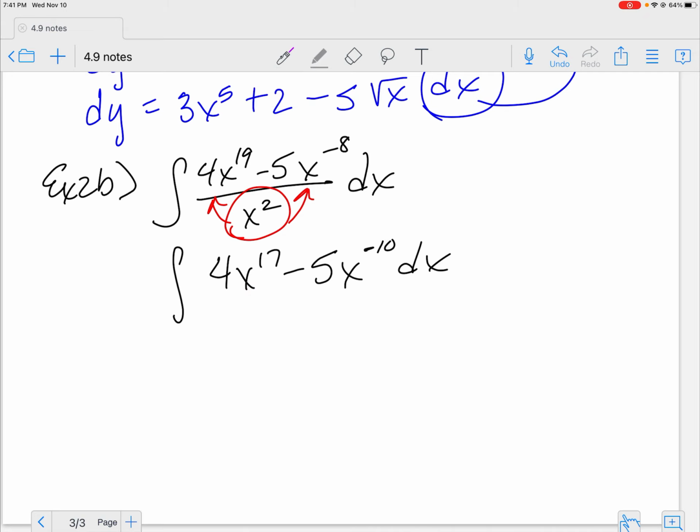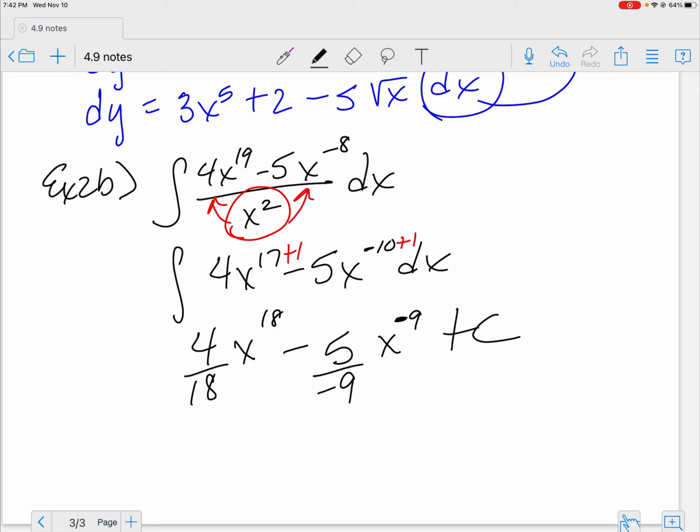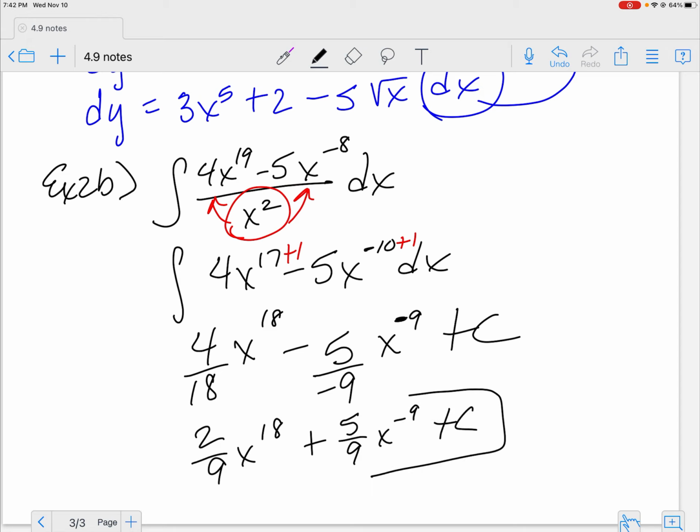So now you integrate with that power rule. So add 1 to each one of these. And then we integrate. So I've got 4. And I like to write this as x to the 18th and then put that underneath it. That's just how I like to write it. I'll do my exponent first and then I put it underneath there just so that I can stay hip on what's going on. Minus 5. Now this is x to the negative 9 divided here by negative 9. And then of course your plus c. Now clean it up. 2/9 x to the 18th plus 5/9 x to the negative 9 plus c.